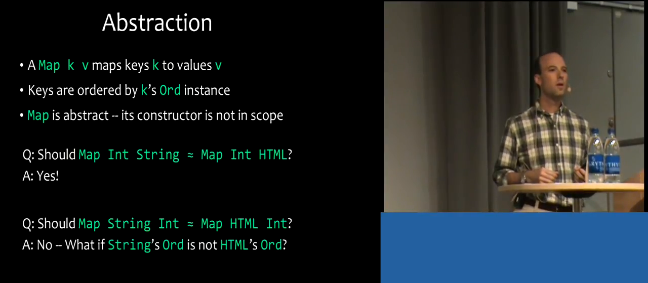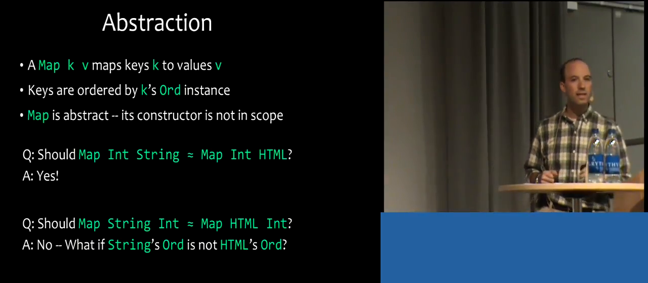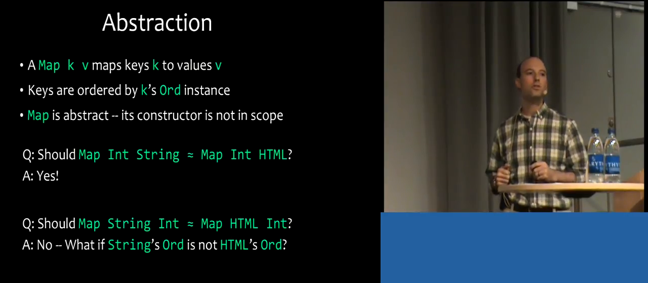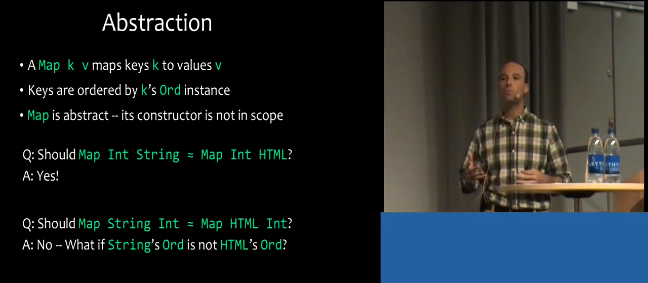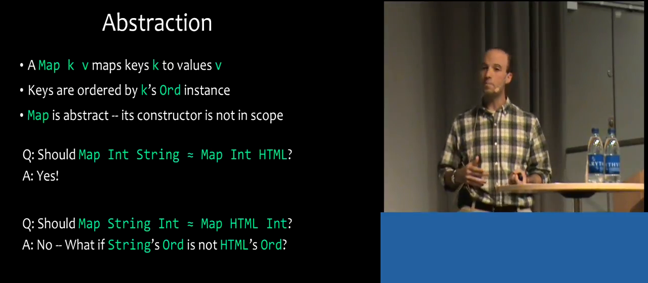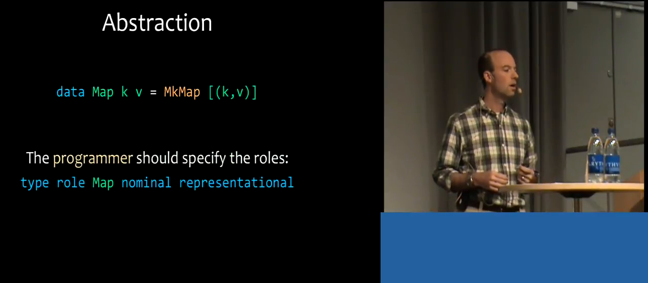That's going to cause a problem, because it's possible that the Ord instance for String is different from the Ord instance for HTML. If we allowed this coercion, then all of these functions over this Map would now be making the wrong assumptions about the Ord instance and do the wrong thing. It's not actually type unsafe. We wouldn't have a type error, but we'd have an operation error.